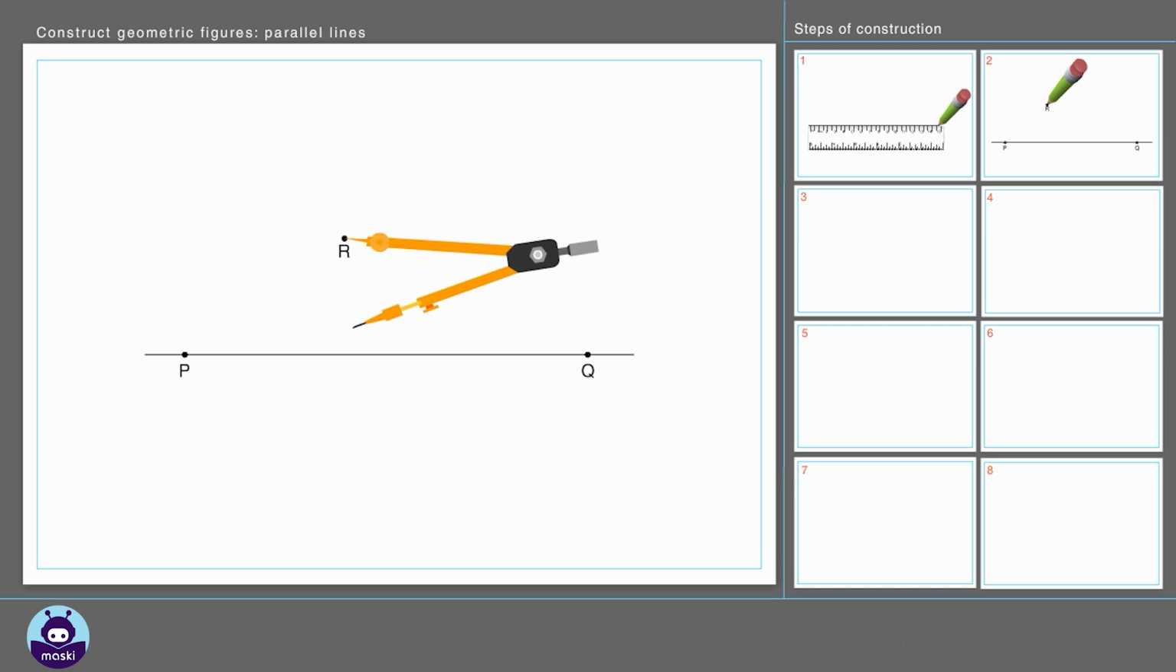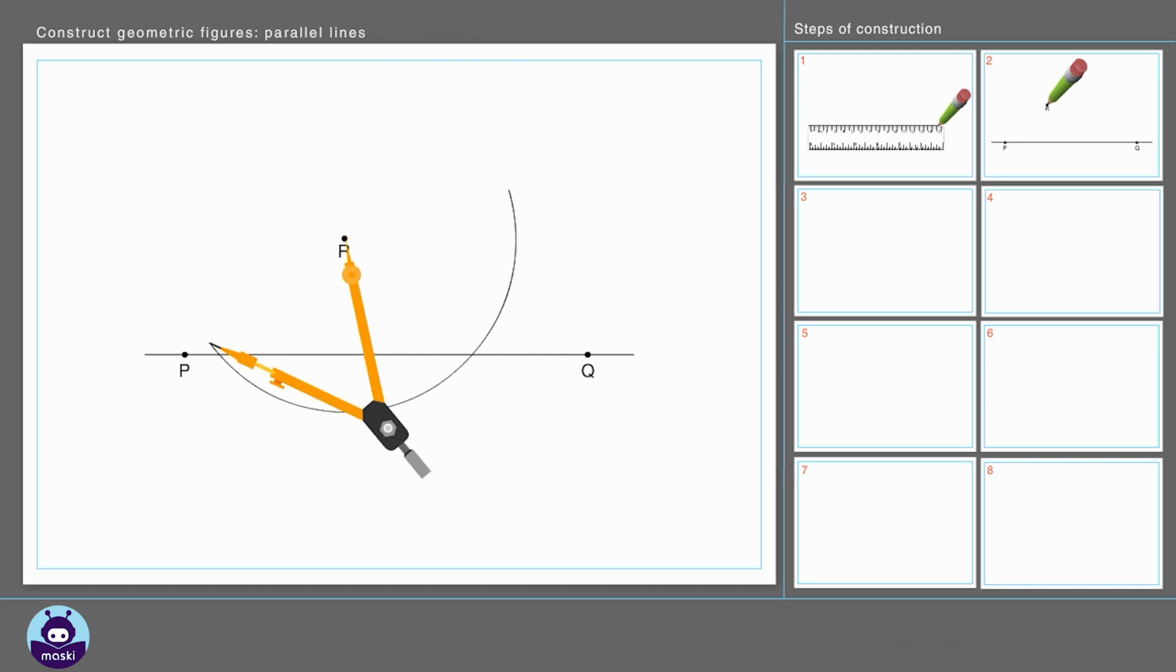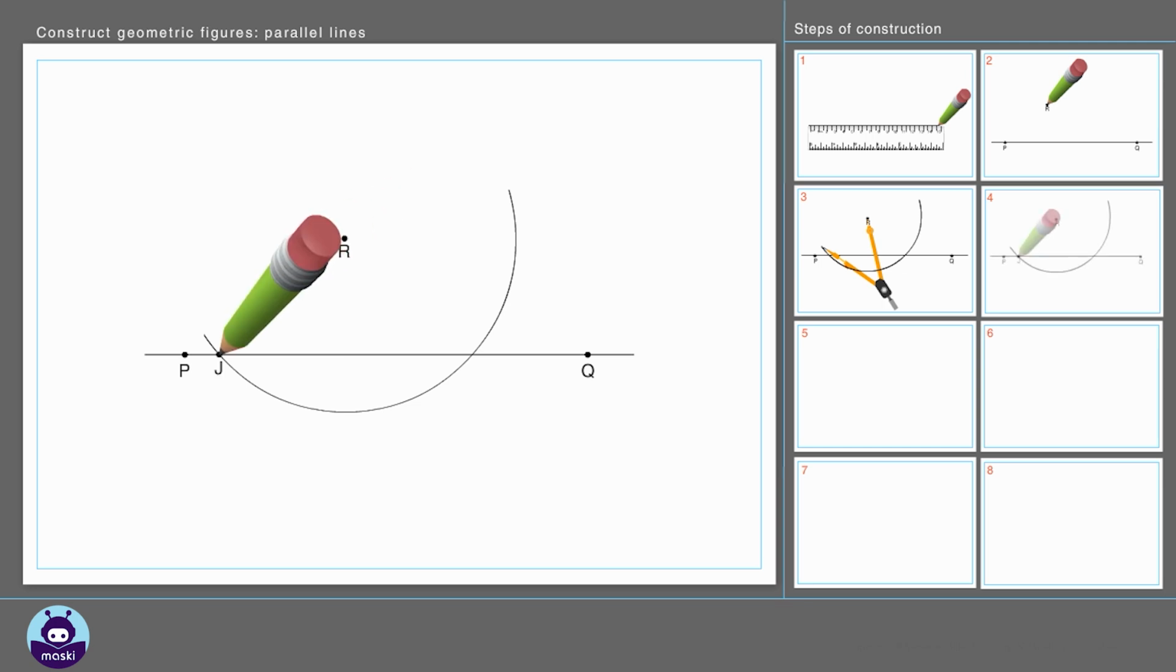Now we place the point of the compass at R with a width that is a little beyond the line segment PQ as shown. We draw an arc from the right of point R in such a way that it cuts the line segment PQ at 2 points. Label the left point J.